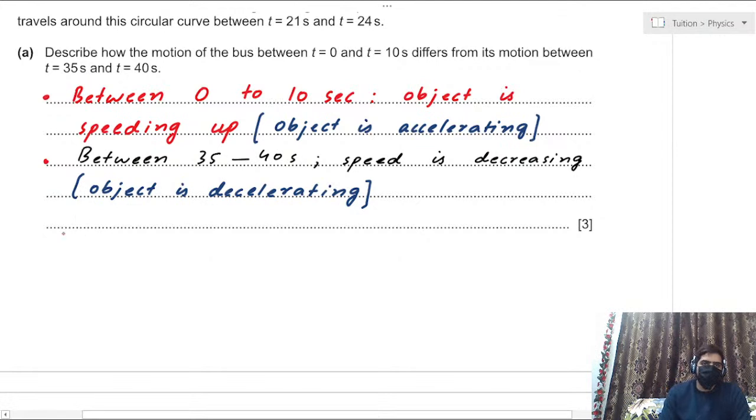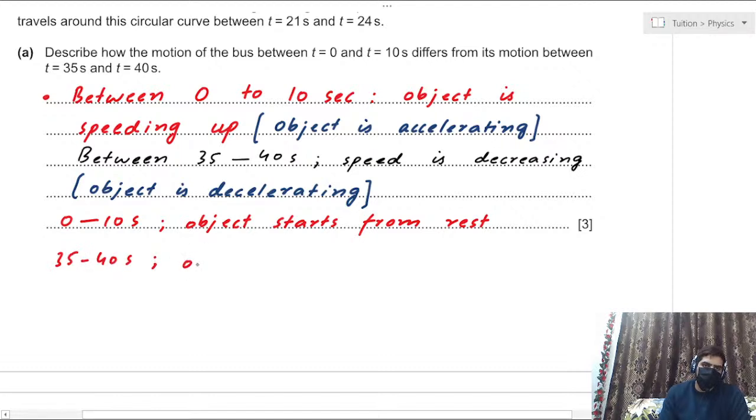In 0 to 10 seconds, the object starts from rest, and in 35 to 40 seconds the object comes to rest. Finally, I mean at the end.